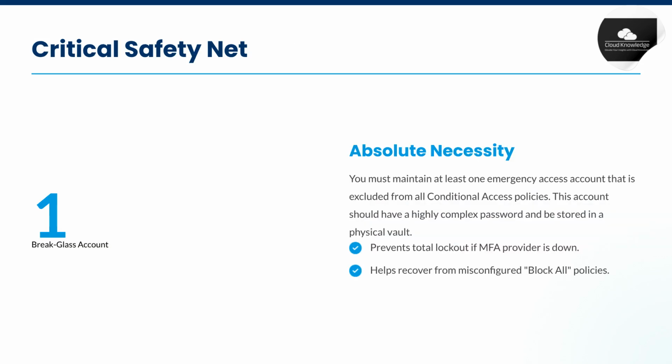Maintaining a break glass account is an absolute necessity. Exclude this emergency access account from all policies to prevent total lockout if MFA fails, or if a block all policy is misconfigured. Store its credentials securely.